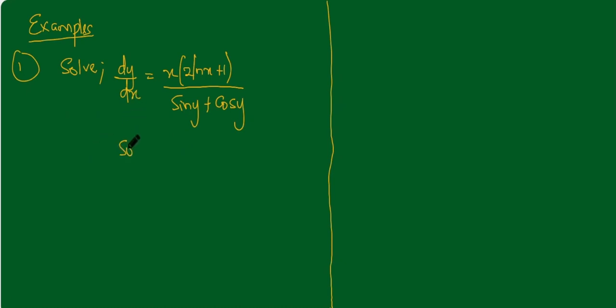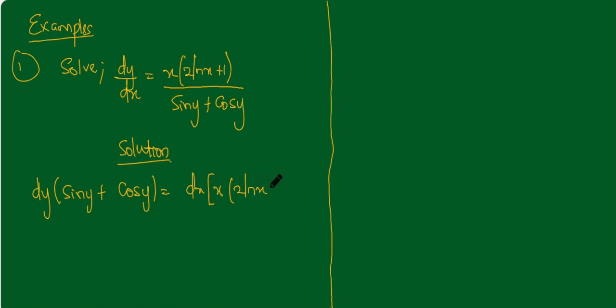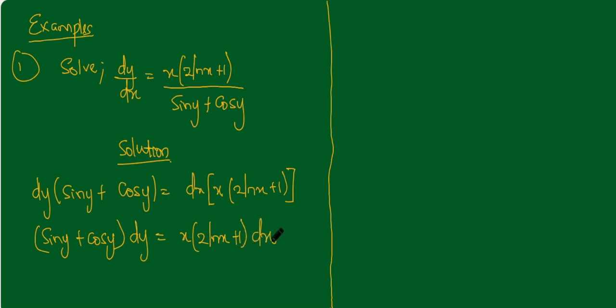So let's do that. On cross multiplication, we have dy (sin y + cos y) equal to dx x(2 ln x + 1). We can rearrange this as (sin y + cos y) dy equal to x(2 ln x + 1) dx. So we've done the first step of the working rule. We move on to the second step, which is to integrate both sides.